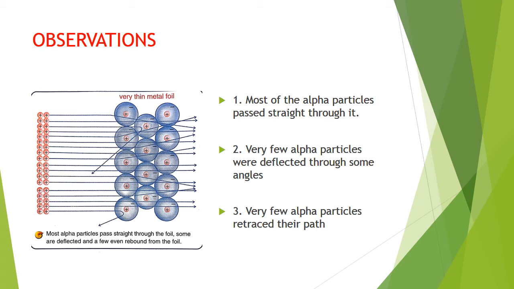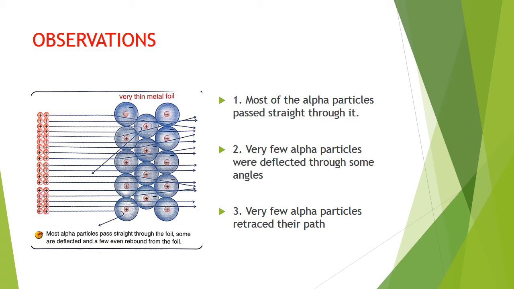And those observations were, number 1, most of the alpha particles passed straight through it. Here you can see in the diagram, the alpha particles are traveling straight, and once it comes close to the gold atom, it passes through the gold atom and it passes straight through it without any deflection. That was his first observation.